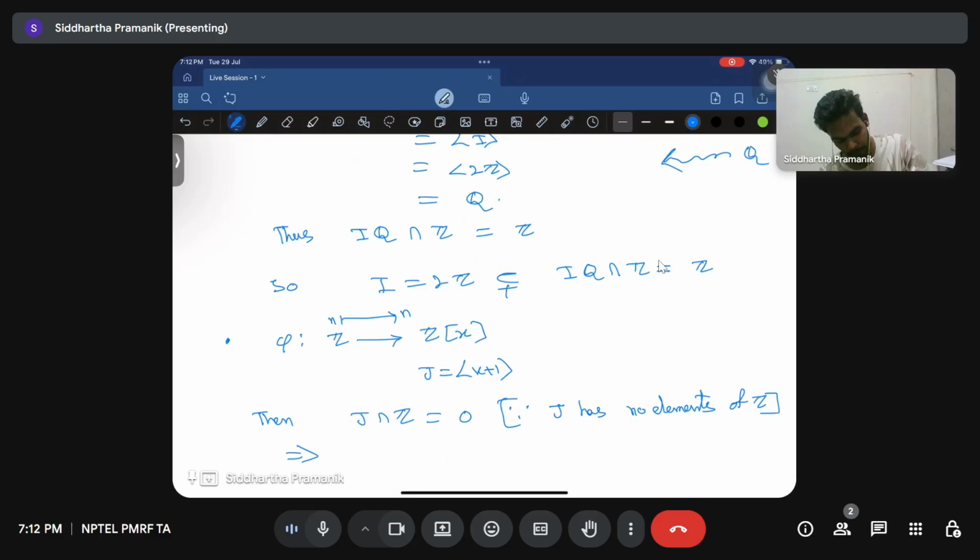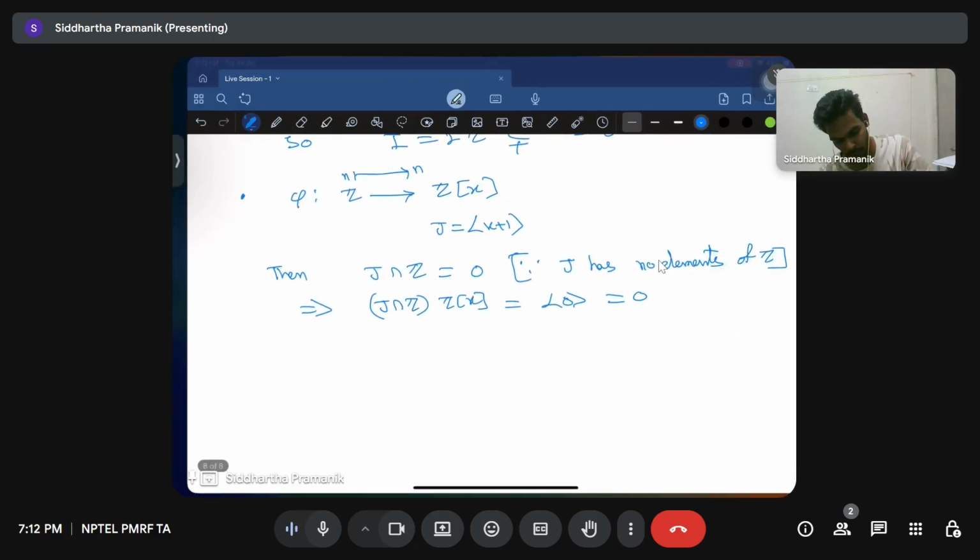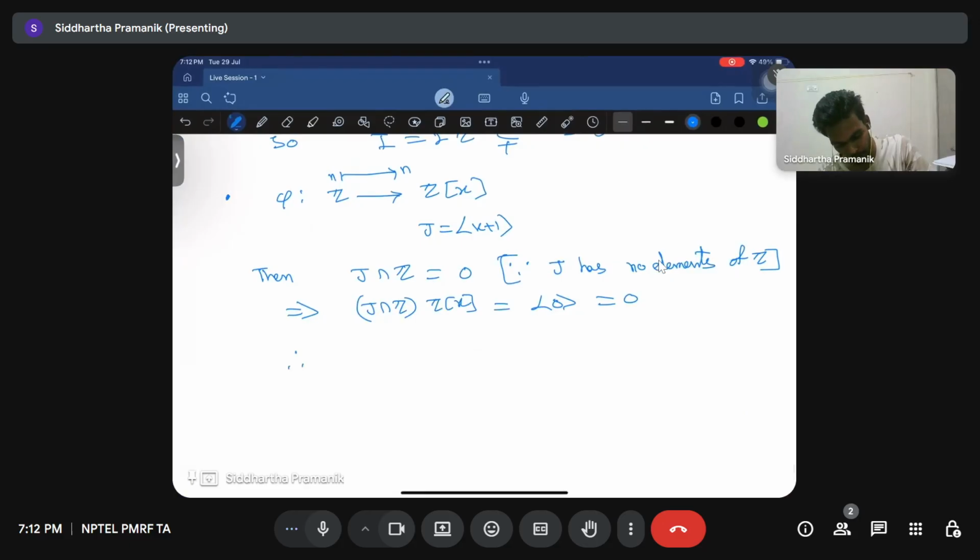So that will imply, now if you take its extension in Zx, the extension of the 0 ideal means the ideal generated by 0, which is basically 0. So it proves that J intersection Z, and again if you extend it, is a proper subset of J, because it is 0 and J is the ideal generated by x plus 1.